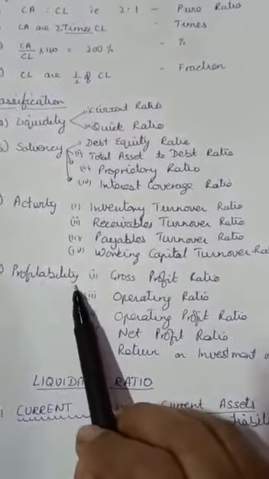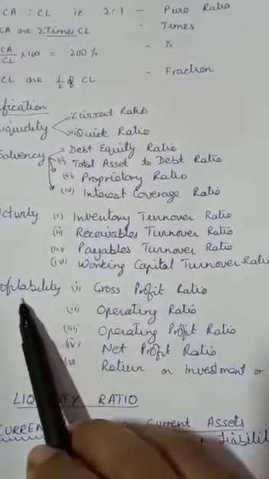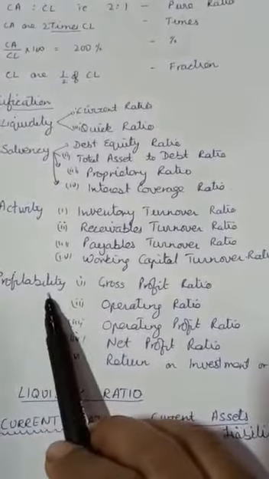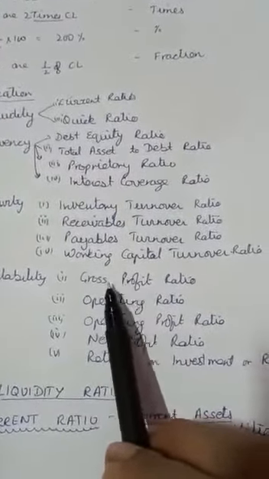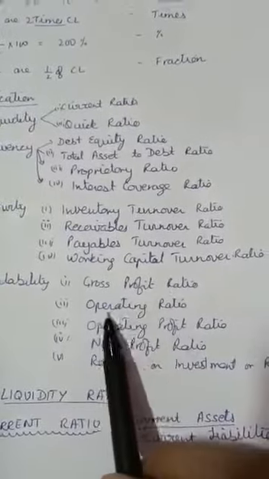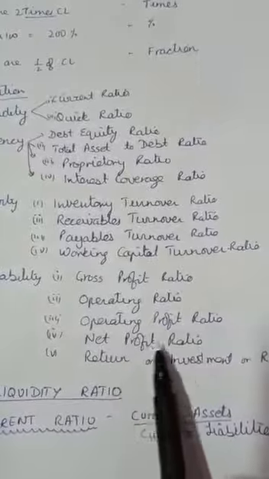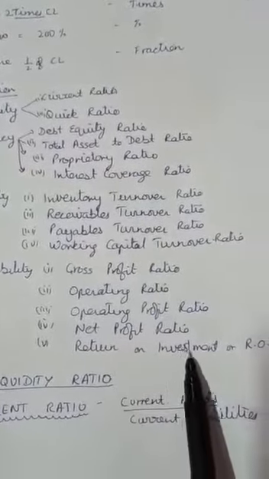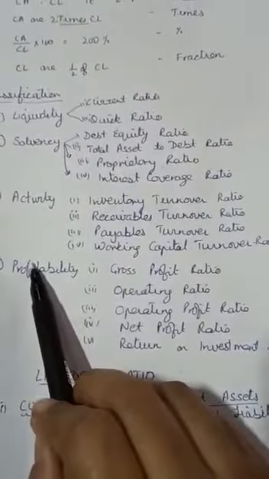And the last classification of ratios is profitability ratios. Profitability means in relation to the profit that has been generated, revenue from operation. We have different types to express the profit: gross profit ratio, then there is operating ratio, then there is operating profit ratio, net profit ratio, and return on investment. These are the 5 types of profitability ratios.